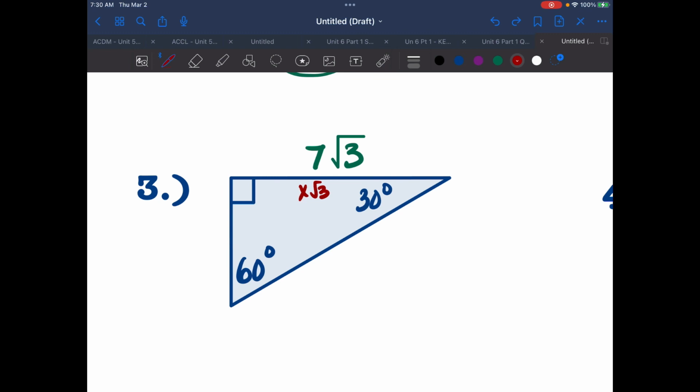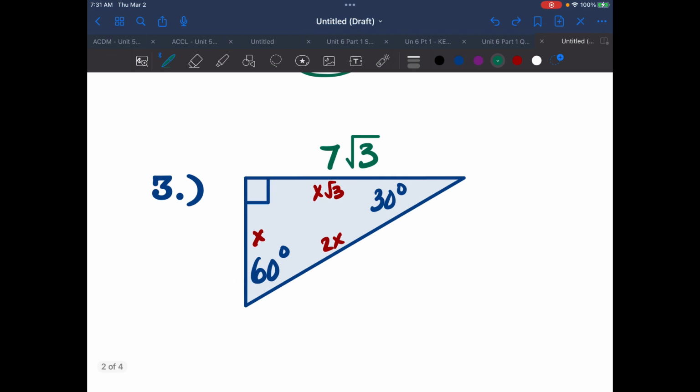So the side across from 30 is x. The side across from 90, the hypotenuse, is 2x. So guys, this is kind of similar to what we did for the 45, 45, 90s. In this case, take a look. Technically, we can, like you guys said, just get rid of radical 3.